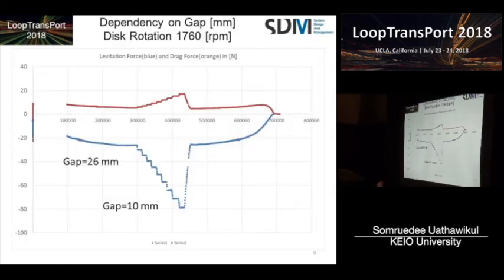Next is the dependency on gap. At this rotation of 1,760 RPM, when the gap is 26 millimeters, the load will be lower than at a gap of 10 millimeters, as you see in the graph.